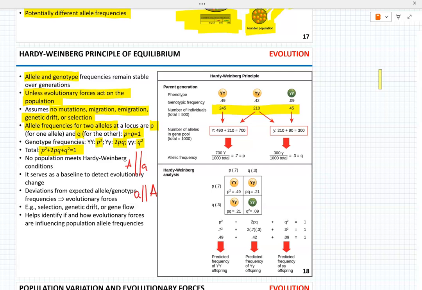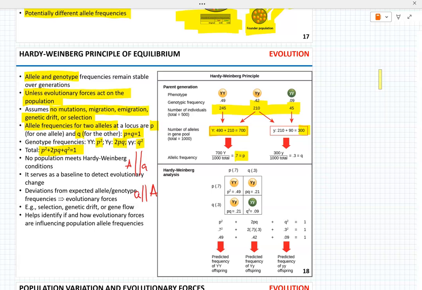So, how many alleles? What is the frequency of Y allele? So we have 245 individuals carrying two dominant alleles, which means there are 490, 245 by 2, dominant alleles in a population, plus 210 from heterozygous, so 700. In terms of recessive alleles, we have 45 individuals, so multiplied by 2, 90 alleles from homozygous recessive, and 210 recessive alleles from heterozygous individuals, so 300.